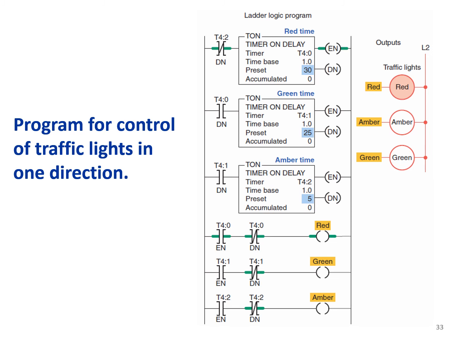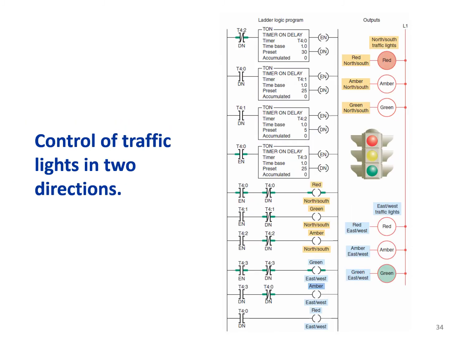interval between each light. And here we have a program for traffic lights in two directions. So we have red, green, amber in one direction, and red, green, amber for the second direction, and of course they should work simultaneously to control traffic of, let's say, the conjunction.